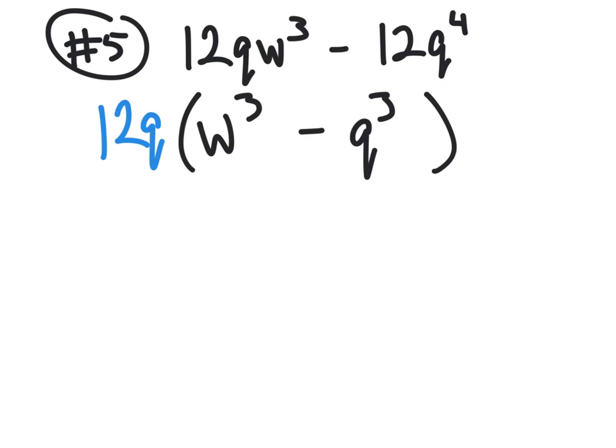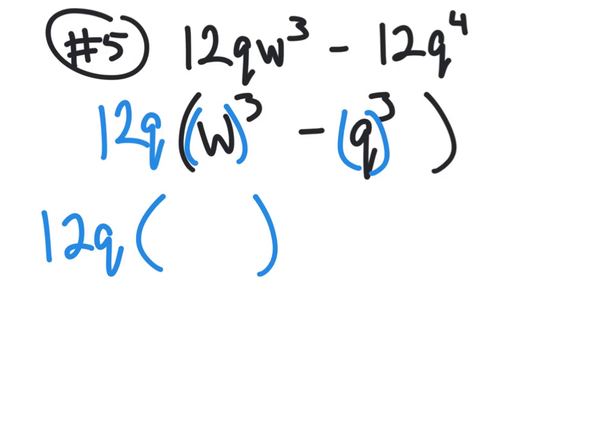Now, could we do anything else? Yes. You could apply the difference of two cubes formula, right? Because right here you have a perfect cube term, right here you have a perfect cube term, and you don't even have to think about it. The W is your A value, the Q is your B value. You remember that? So the first part, the 12Q, is just going to come down. Then you're going to have a binomial, and then you're going to have a trinomial.